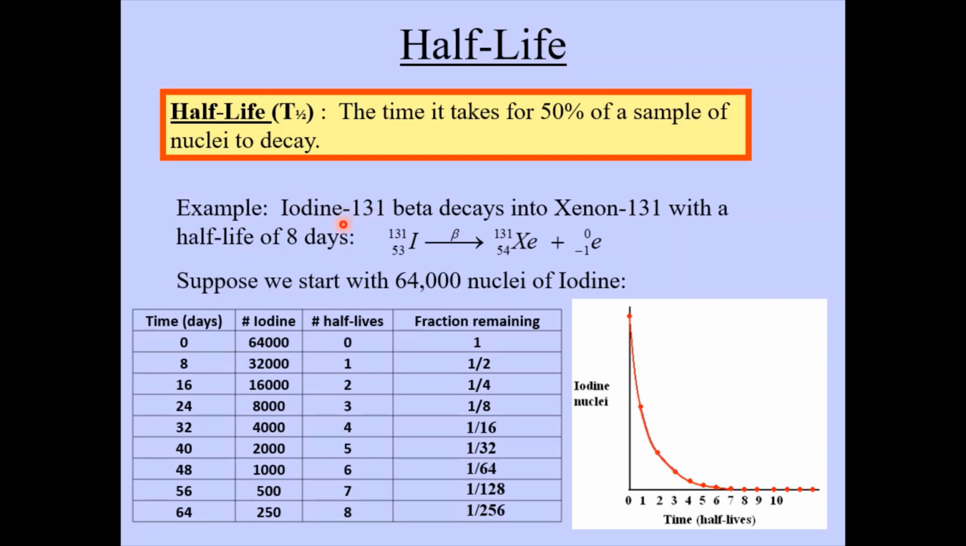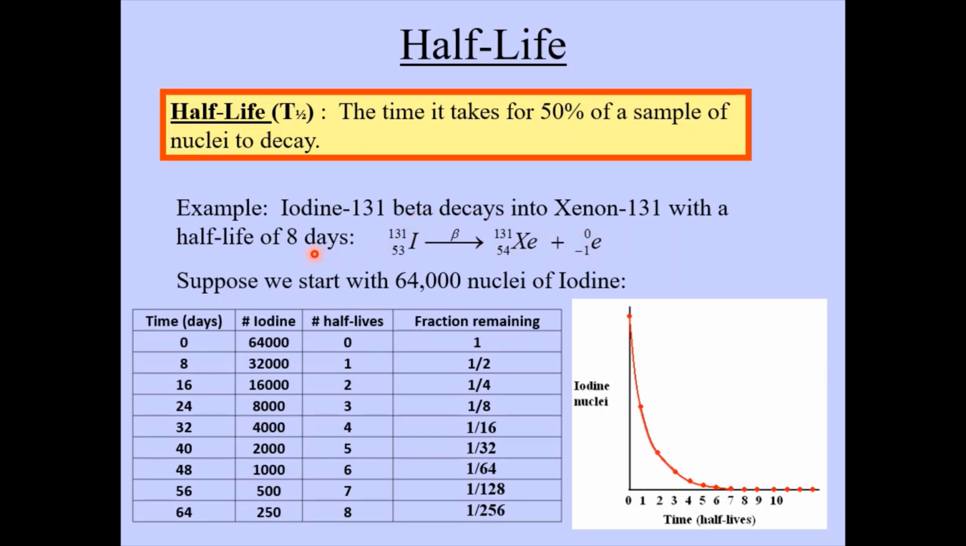Iodine-131, this is an isotope of iodine, which is a radioactive element. And it beta decays into xenon-131 with a half-life of 8 days. Okay, so here's the reaction. Iodine-131-53 undergoes a beta decay to become xenon-131-54 plus here is our beta particle. This is the radiation, right? This is the beta or electron that's kicked out as a radioactive particle. So this reaction here has a half-life of 8 days.